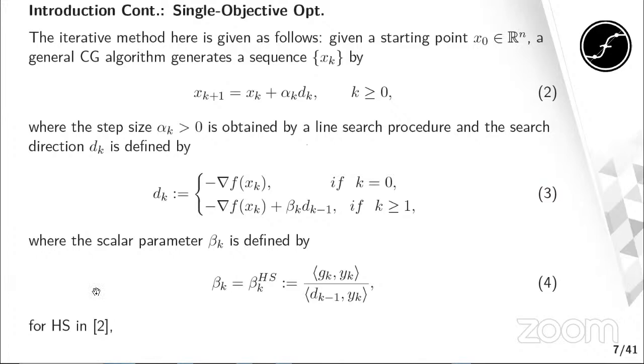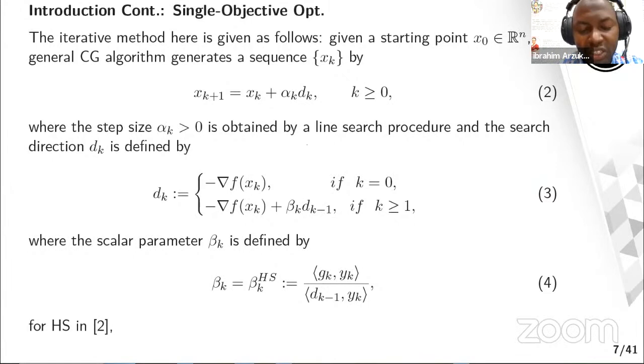No. The HS has a very good convergence property. So I'm going to use some safeguarding in order to ensure that the effect of not satisfying the sufficient descent condition is avoided. I think that's the reason why we chose this. It has a very good convergence property. So we are going to use some guiding principle in order to avoid such a problem with regard to the HS.